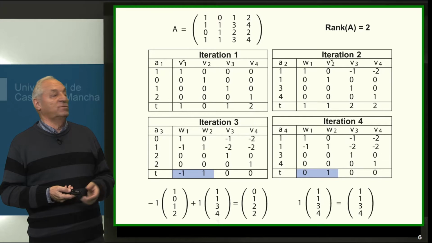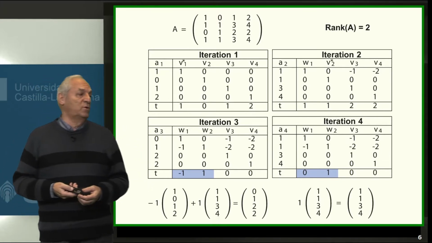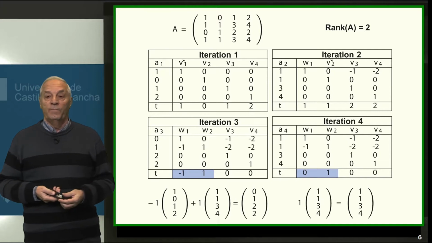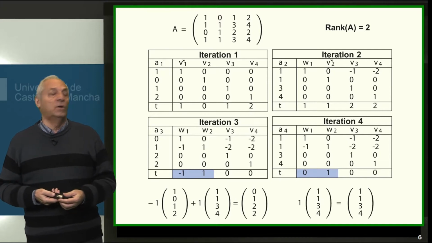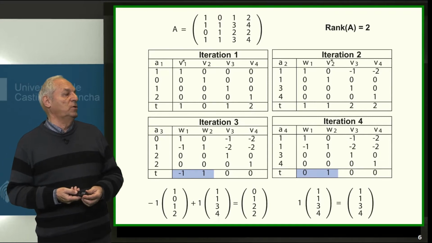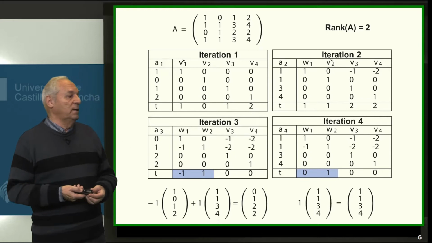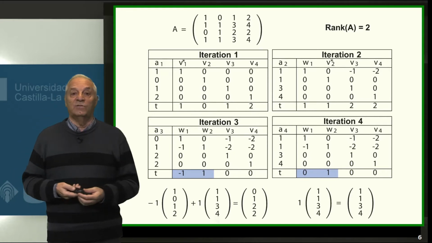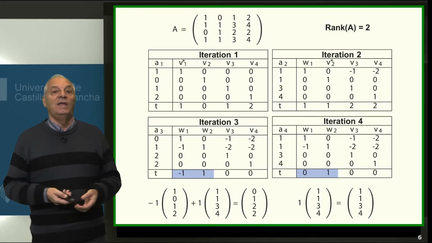No problem. We enter the second vector, which is the second row of the A matrix. The second row is 1 1 3 4, and we calculate the scalar products and pivot. There's no problem either, but when you enter the third vector, which is 0 1 2 2, in the third iteration, as you can see, we cannot pivot.